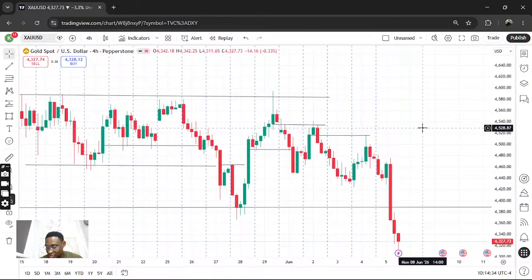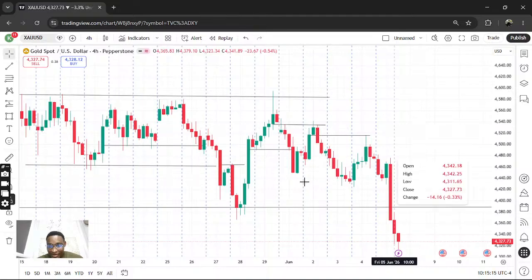When it reached here, it got rejected, returned, took out this low, returned, but it is yet to take out this particular low. It returned again, traded up, closed just at this particular order block, wasn't able to take it out, and created this small rejection from it. That is when I know that gold is not going anywhere bullish, and it has not finished this downtrend movement.